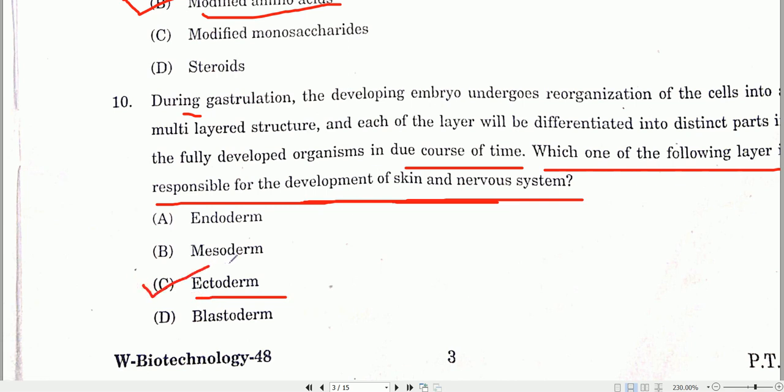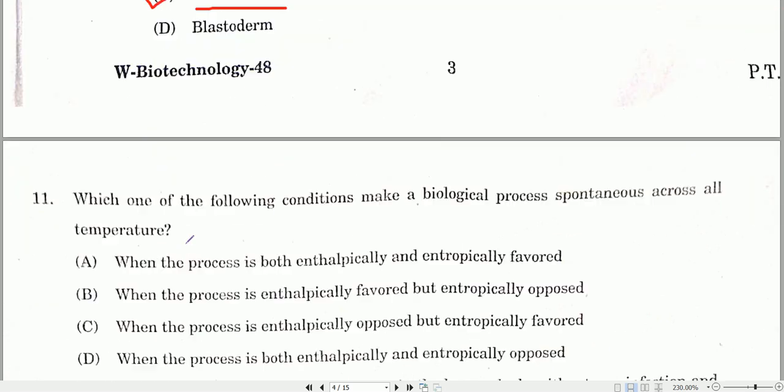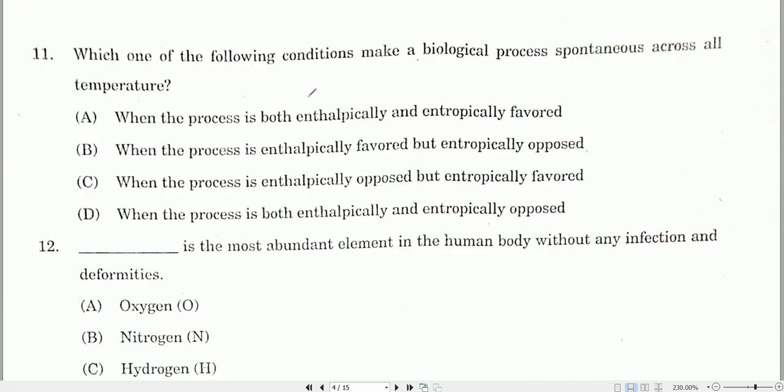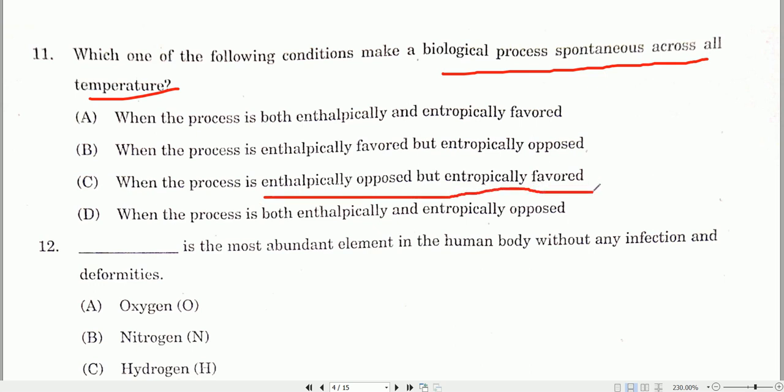Coming to question number 11. Which one of the following conditions makes a biological process spontaneous across all temperatures? In order for the biological process to be spontaneous, the process is enthalpically opposed but entropically favored. That should be entropically favored. So option C will be the correct one.